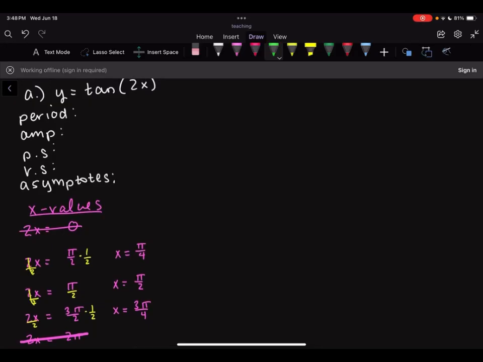Now, this is only going to give me my 2 asymptotes and my middle point, so I would like to find 2 more points. To do that, I'm going to find the middle of these two, so I'm going to add them together and then divide by 2. So I'm going to show this process. Pi over 4 plus, I can multiply this by 2 over 2, so that I get 2 pi over 4. So I get 3 pi over 4 times 1/2. So that's going to be 3 pi over 8.